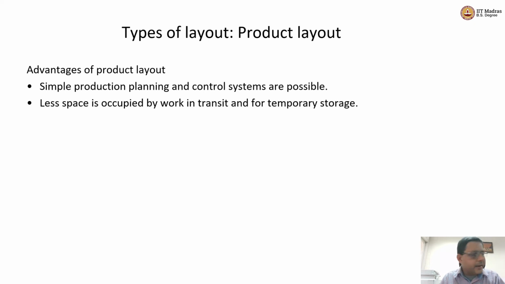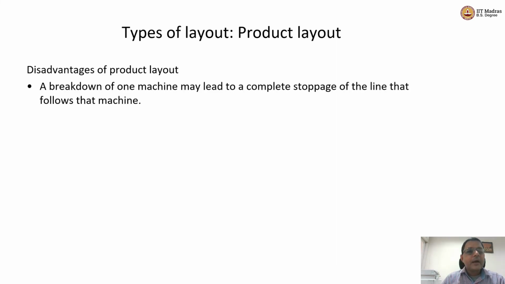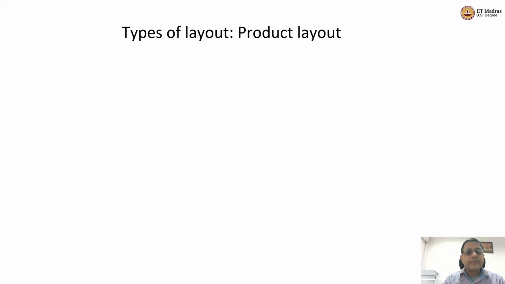Advantages done, right? Obviously, since there are so many advantages, every layout has some disadvantages. So product layout is no different. So what are the different disadvantages of product layout? The problem is, if one machine breaks down, the entire line stops.